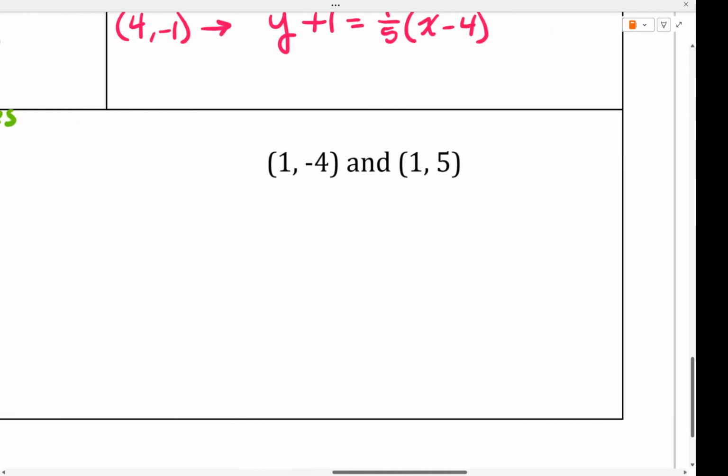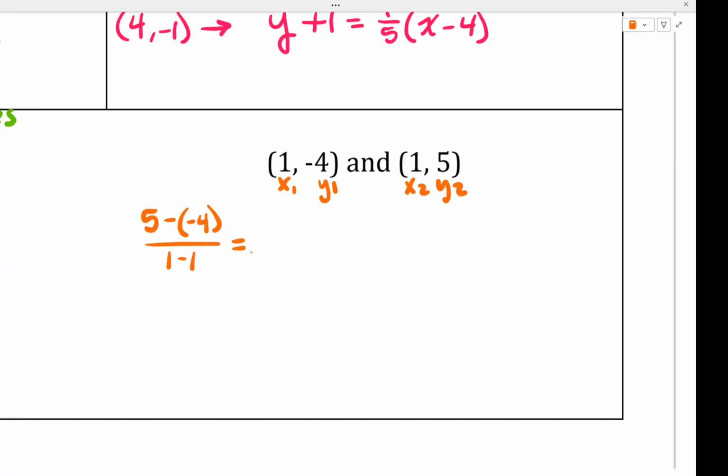Our other special case over here, we have (1, negative 4) and (1, 5). So again, we want to start off with the slope formula. We have x1, y1, x2, y2. Plug those into the slope formula. We have 5 minus a negative 4 over 1 minus 1. That turns into 5 plus 4 over 1 minus 1, which is 9 over 0.